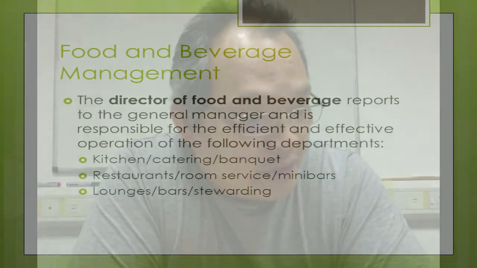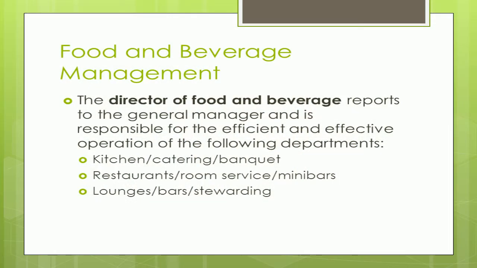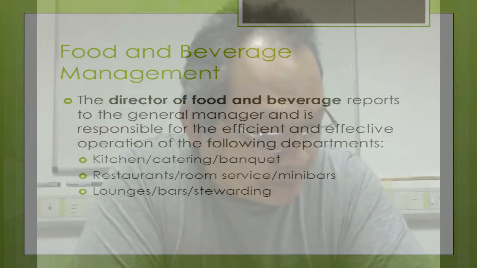Food and beverage management is led by the director of food and beverage. He reports to the general manager, and makes sure that all F&B departments are working as supposed to. He is also responsible for the kitchen, catering, banquets, restaurant, room service, mini bars, lounge, bars, and stewarding. And we will talk about this in the coming weeks.